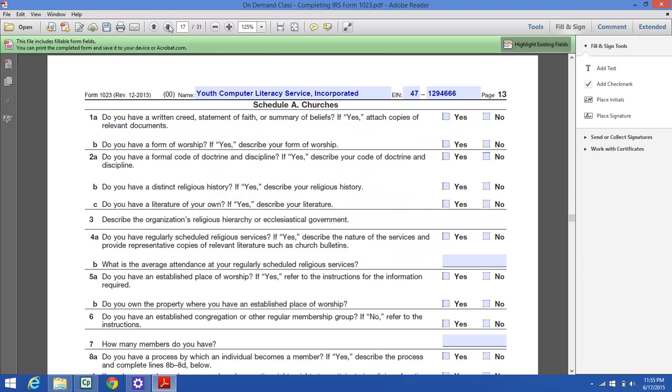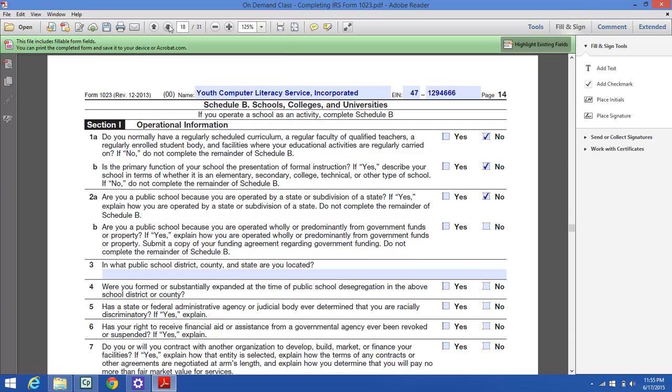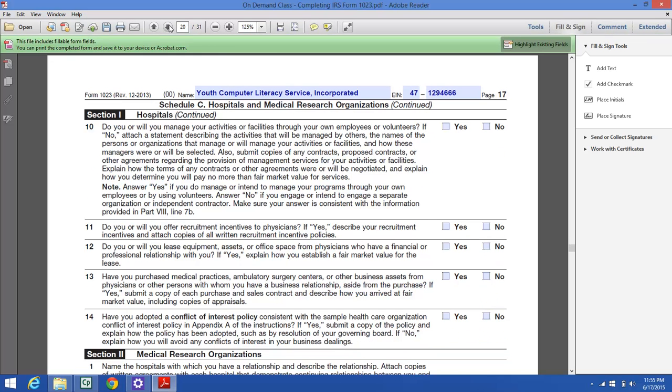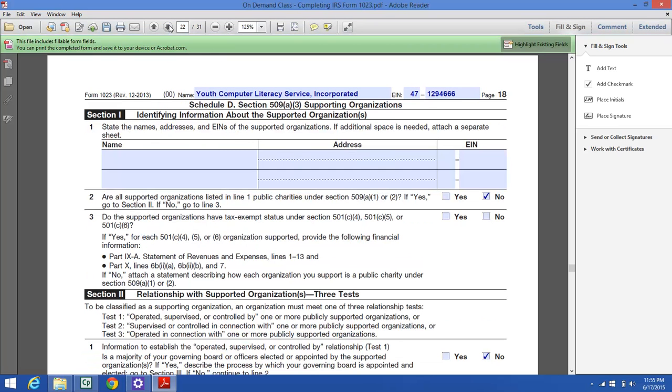Okay. Schedule A, if you're going to be a church, you need to complete Schedule A. If you're going to be a school, college, or university, then you need to complete this Schedule B. If you're going to be a hospital or a medical research organization, you need to complete Schedule C. If you're going to be a 509(a)(3) supporting organization, you need to complete Schedule D.